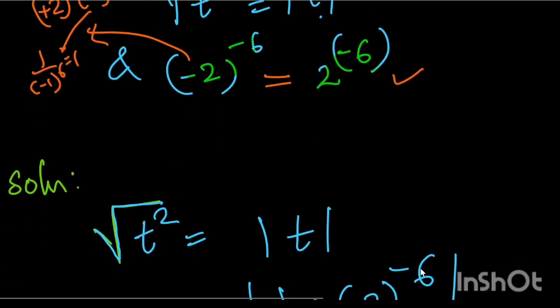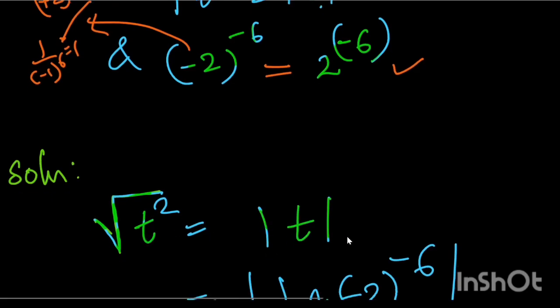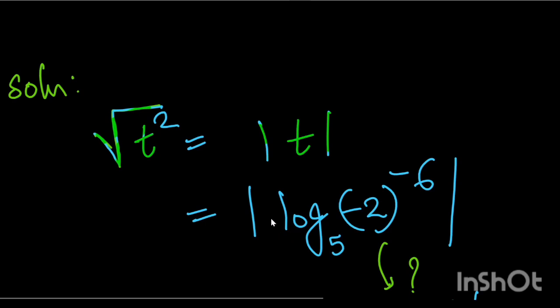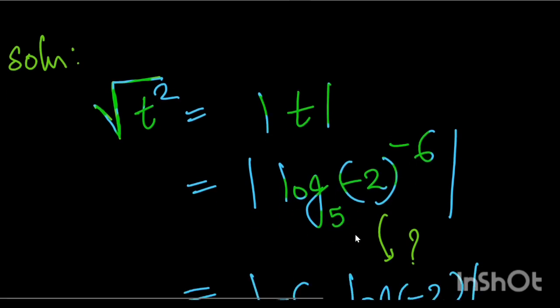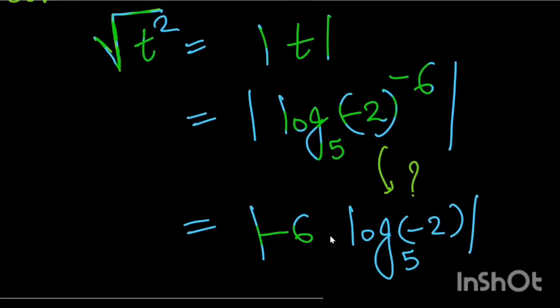So again using what we assumed, mod of t square. So mod of t square is mod t. So t was this, log minus 2 to the power minus 6 base 5. So can we write this as this? So now in this, why is it a question mark? Because minus 2 is in the argument. Is it possible, right, or is it wrong? So guys, this is not right, this is wrong only because the argument cannot be negative.